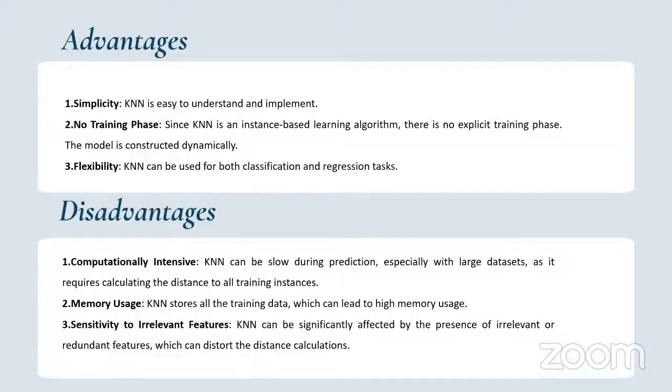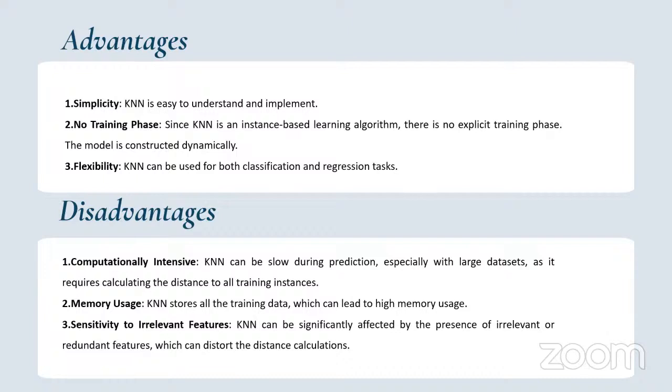Advantages: KNN is very simple. It is one of the simplest compared to random forest or decision tree classifiers. Not much training is required. Since KNN is instance-based learning, there is no explicit training phase, and it can be used for both classification and regression.